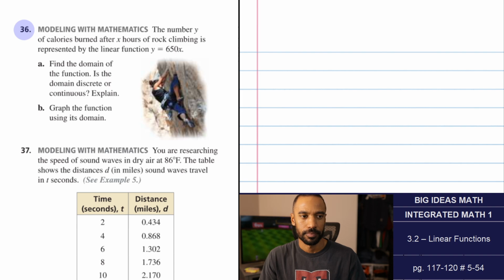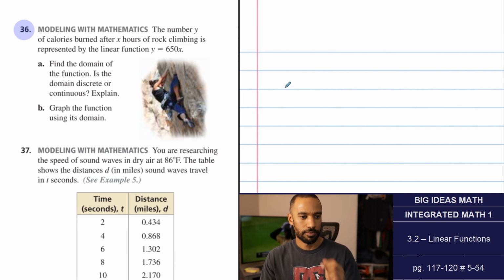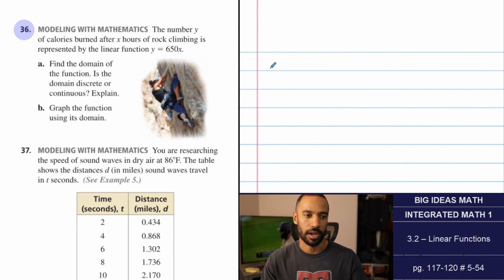Okay, number 36, modeling with mathematics. The number y of calories burned after x hours of rock climbing is represented by the linear function y equals 650x.